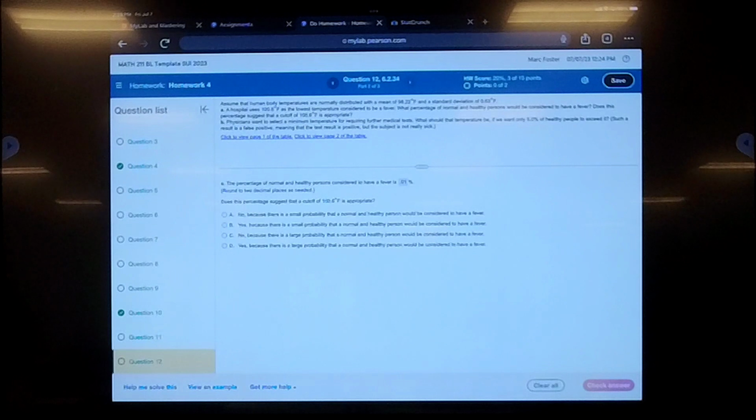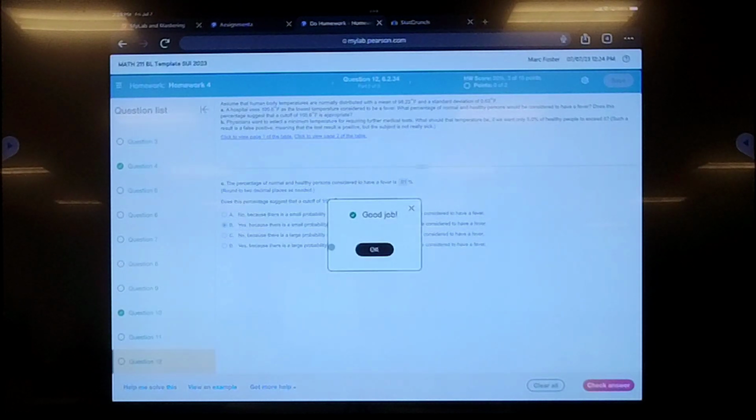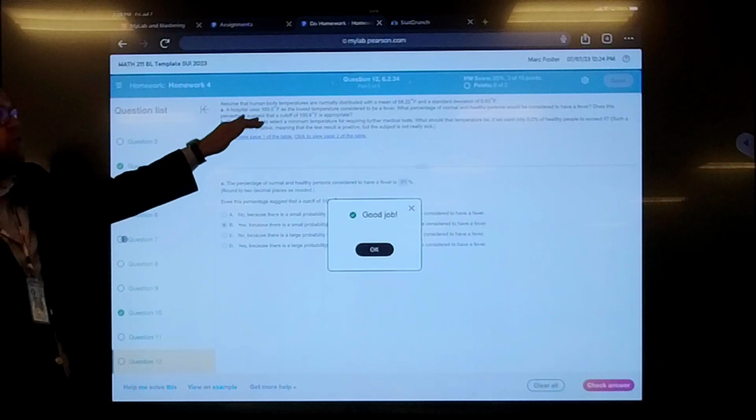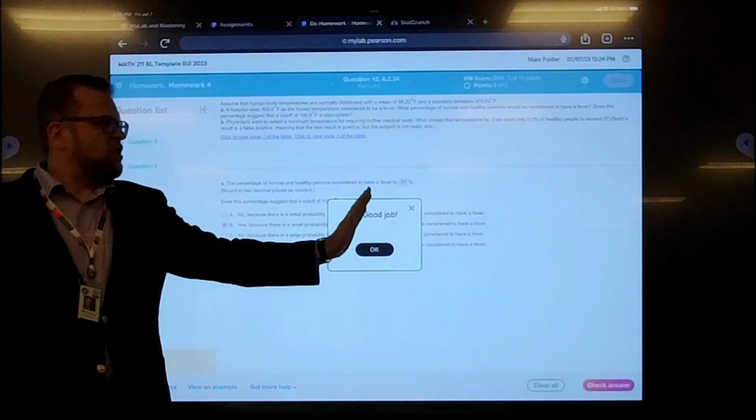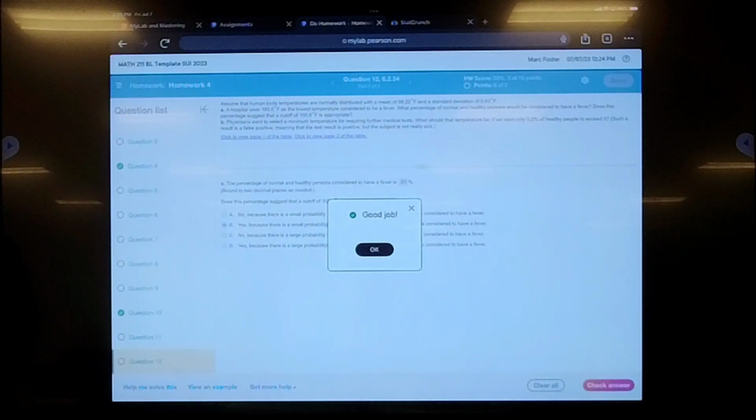It would be. Okay. So does this percentage of 0.01% suggest that the cutoff is appropriate? Yes, it does, because there's such a small probability that a normal and healthy person would be considered to have a fever. It'd be like having a false positive. We want to limit those false positives. We don't want the hospital swarming with people we're freaking out about, saying you've got a fever, when it turns out they really don't, because our cutoff would have been too low. So this cutoff of 100.6 is sufficiently high to keep out all of the normal and healthy people, that there's really nothing wrong with them.